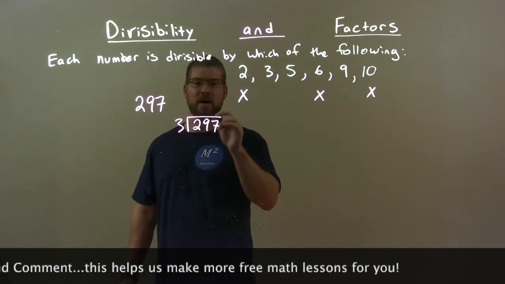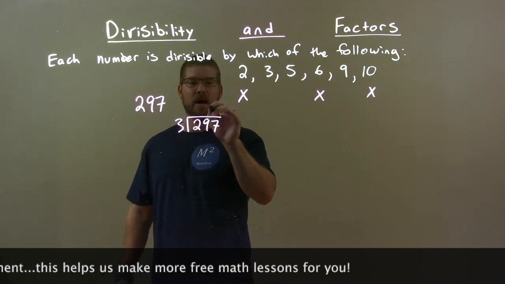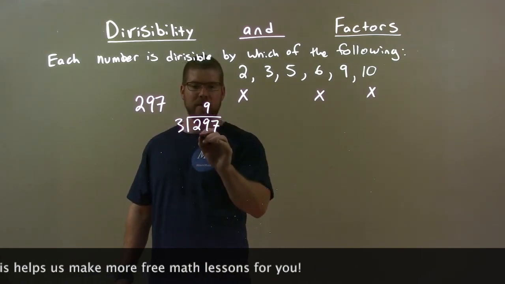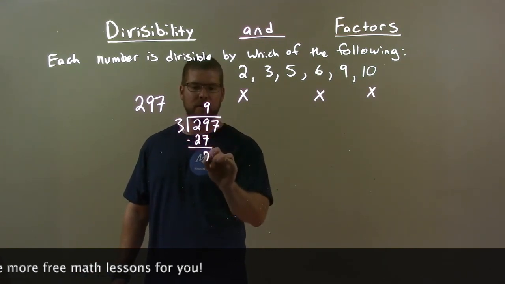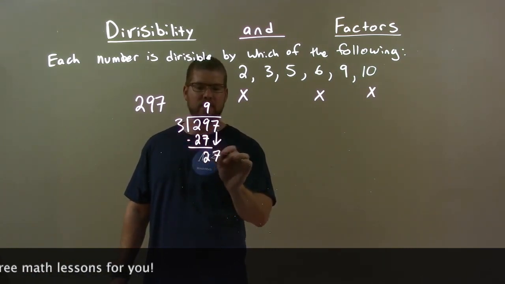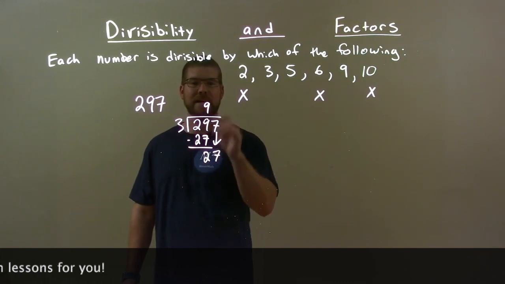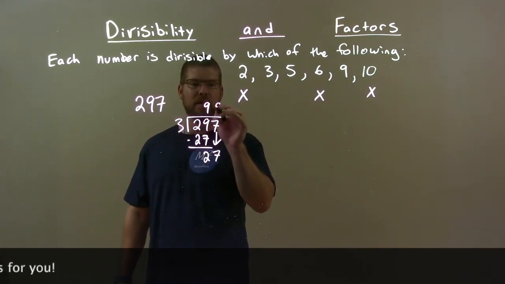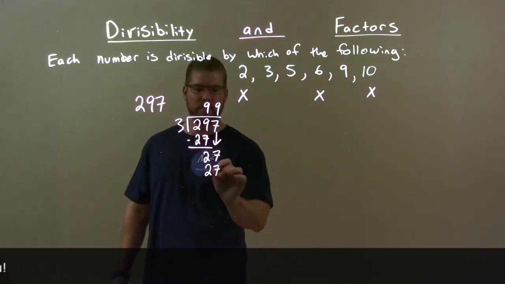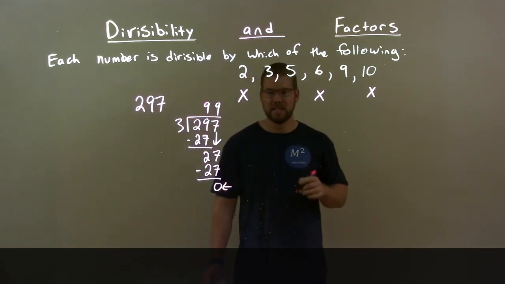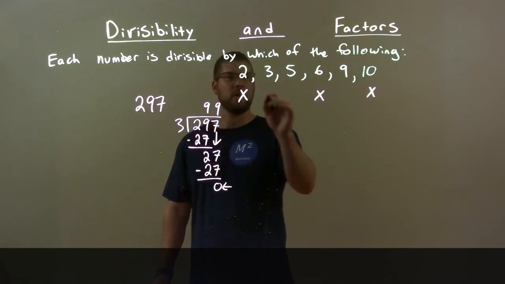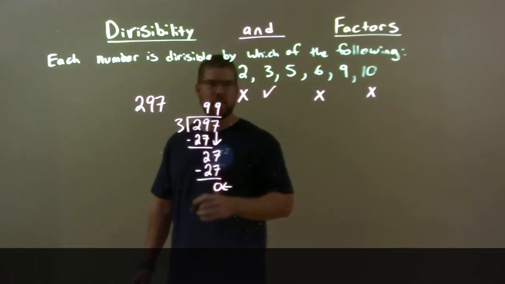Well, that's going to be 9 times, right? 9 times 3 is 27. Subtract the 2, we get a 2. Bring down this 7. 3 goes into 27, 9 times as well, right? 9 times 3 is 27, and we get a 0. Since we have a remainder of 0, 3 works, okay?